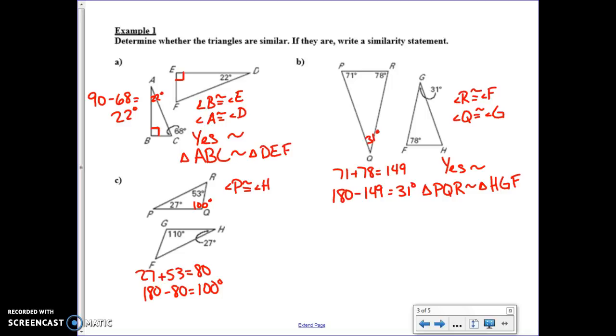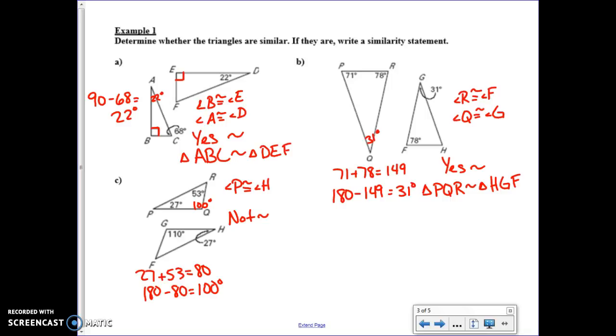So as I'm looking at the two triangles, it looks like angle G is 110 degrees. So these triangles are not similar. That's all we have to do there, because we can't write a similarity statement if they're not similar.